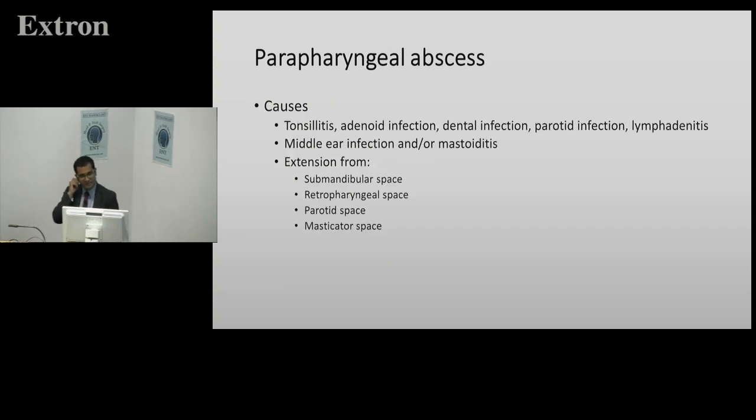The causes of parapharyngeal abscesses can be anything from adenoiditis, tonsillitis, dental infection, infective parotitis, to middle ear infection. I have seen two patients over the last few years who've developed parapharyngeal abscess from acute mastoiditis, and also extension from other spaces.